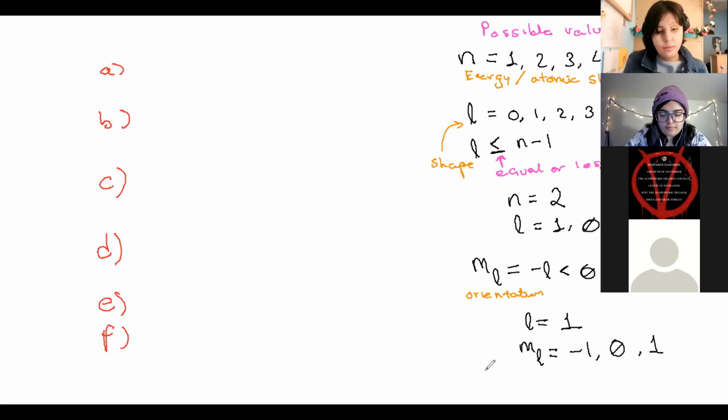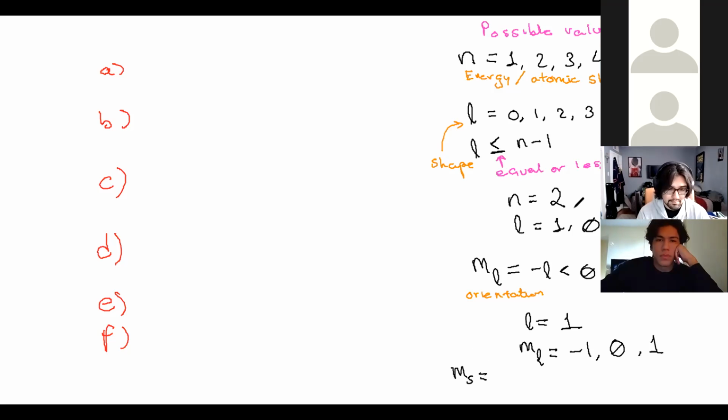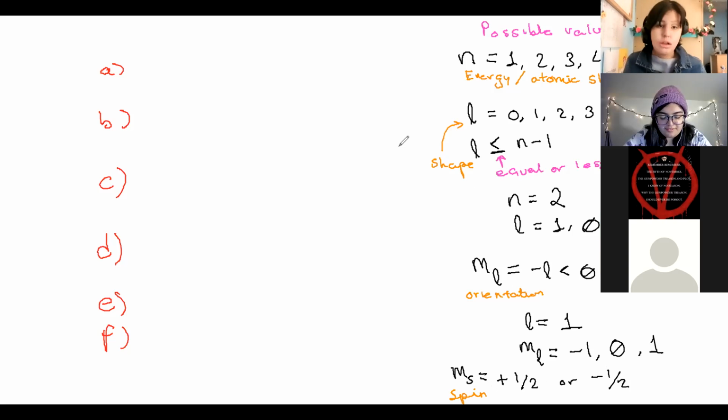So what's the last one that we're still missing? The spin, right? Which one is that? M sub S, right? Okay, so what are the possible values for m sub S? I think this is the easiest one. It's either plus or -1/2. So this one should be easier to identify when you're trying to figure out whether or not those are possible values, right?